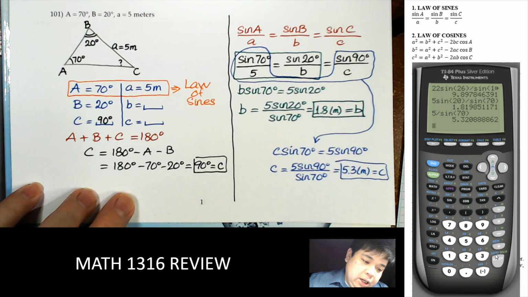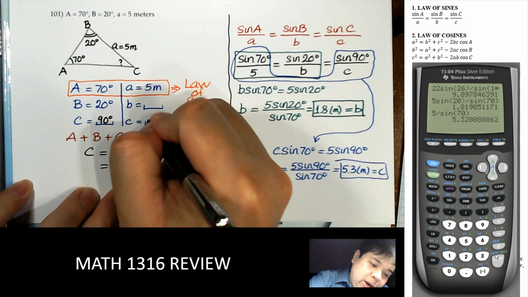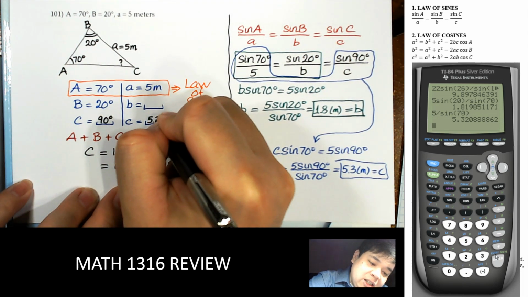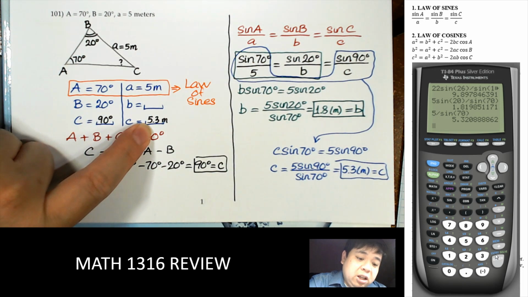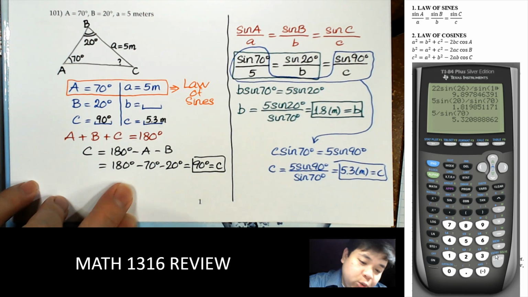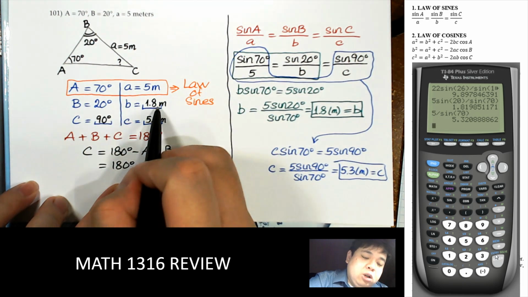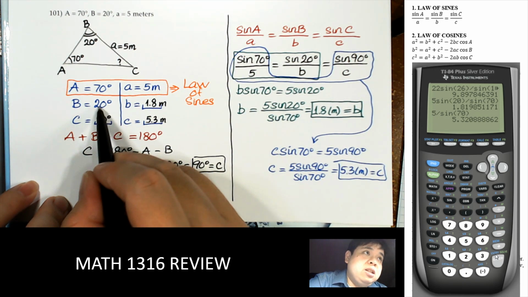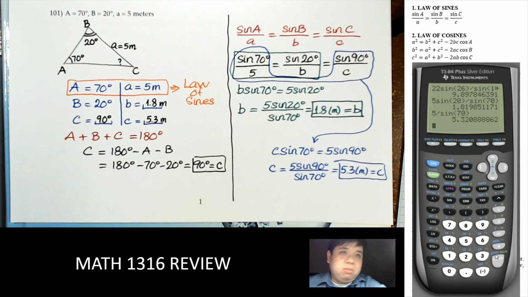So side little c is 5.3. That would make sense because this is the biggest angle, which faces the longest side, and little b is 1.8, the shortest side, which faces the smallest angle. So that works.